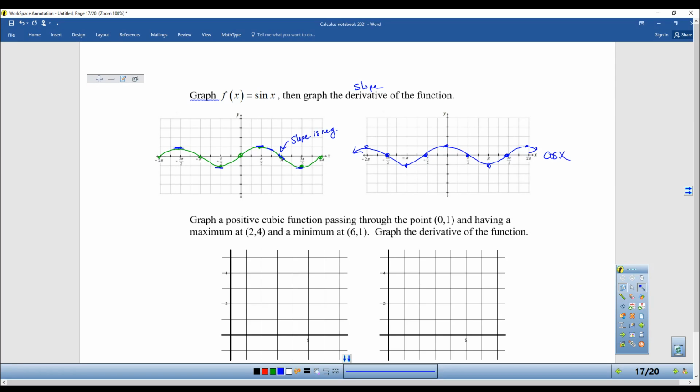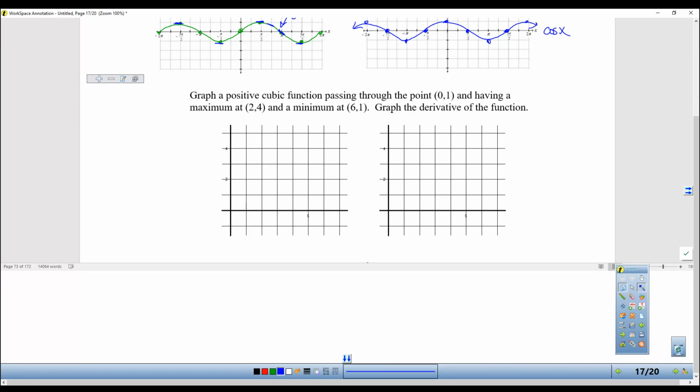So of course, I have to give you one now that you don't know. Graph a positive cubic function through the point 1, 0, having a maximum at 2, 4, and a minimum at 6, 1. So I'm going to come up, maximum, minimum. All right, so here's one that you don't even know the function, let alone its derivative. Can we make the graph?